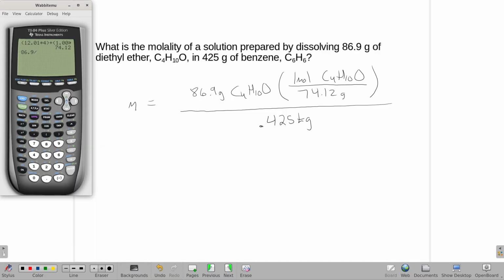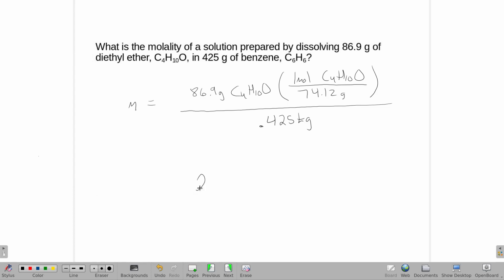86.9 divided by that, and then also divided by 0.425, we get a molality of, to three significant figures, 2.76 italics M.